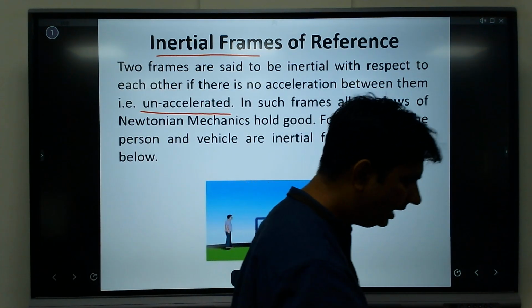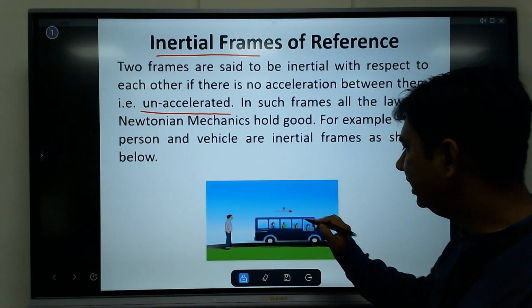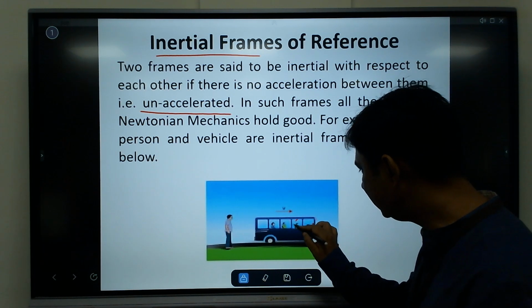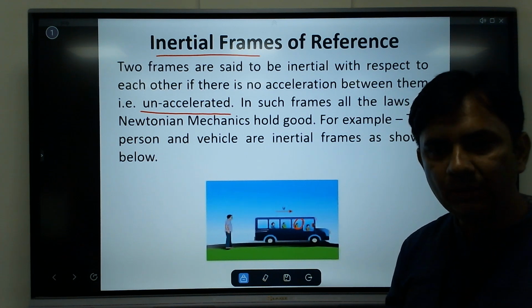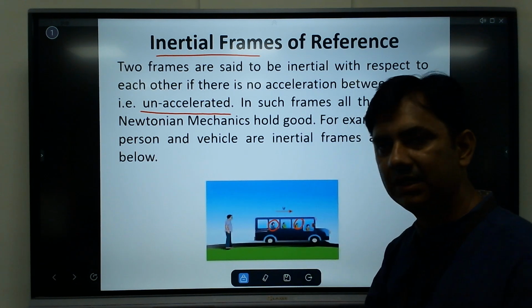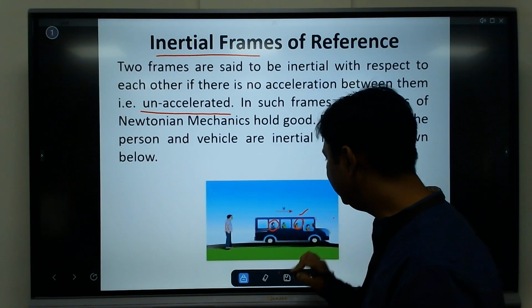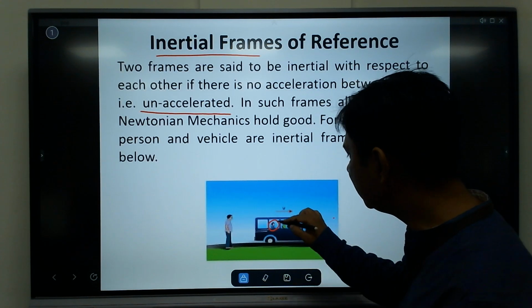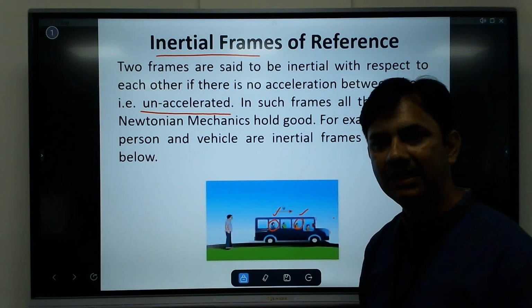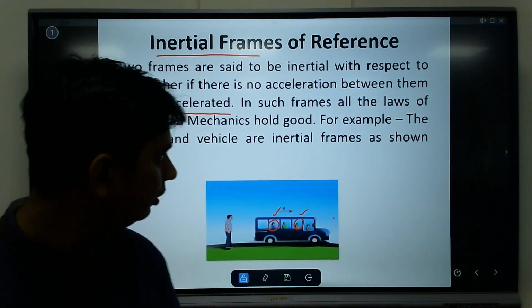Suppose a man is sitting in a bus, observing another man who is sitting on that particular bus. He will say that this man is at rest with respect to him. And this is what an inertial frame is. We call it a reference frame also.